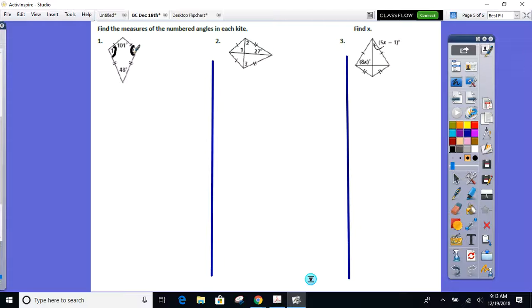A kite is still a quadrilateral. How many total interior angles do I have? 4 interior angles, but what do they all add up to? 360. So you have 360 equal to the 101 plus the 48, plus the two angles that are congruent.